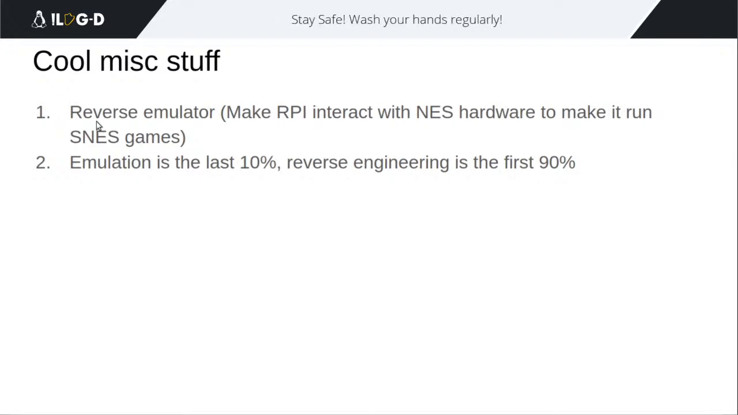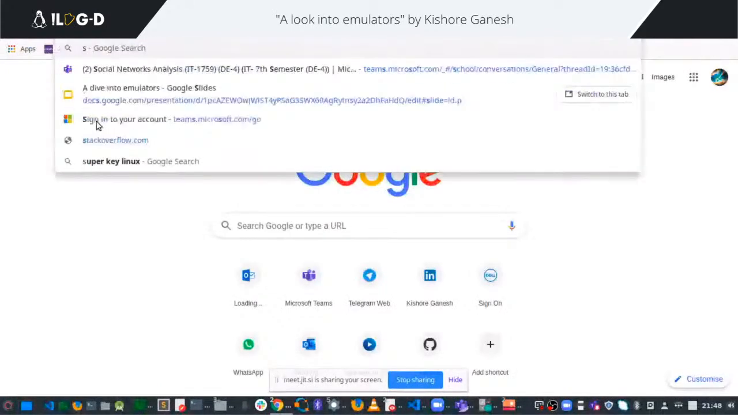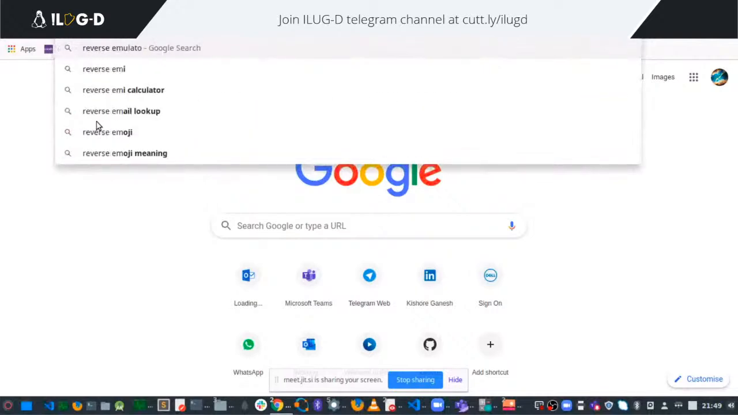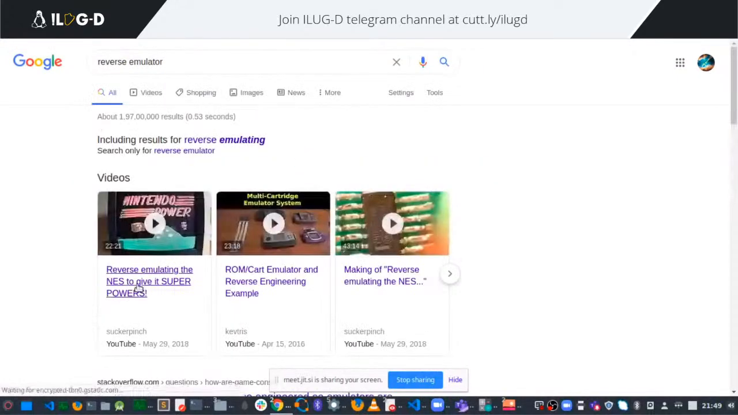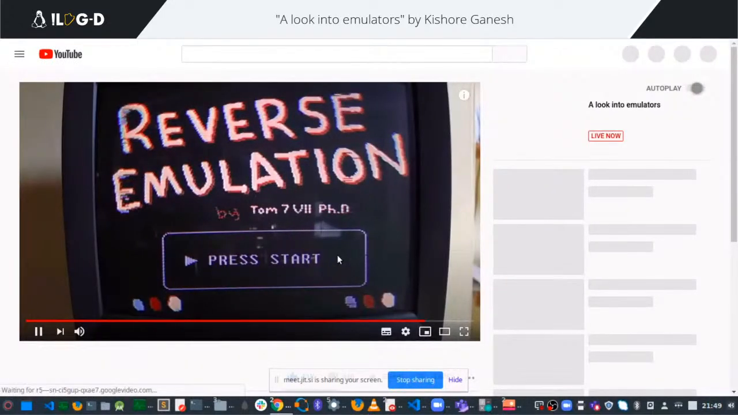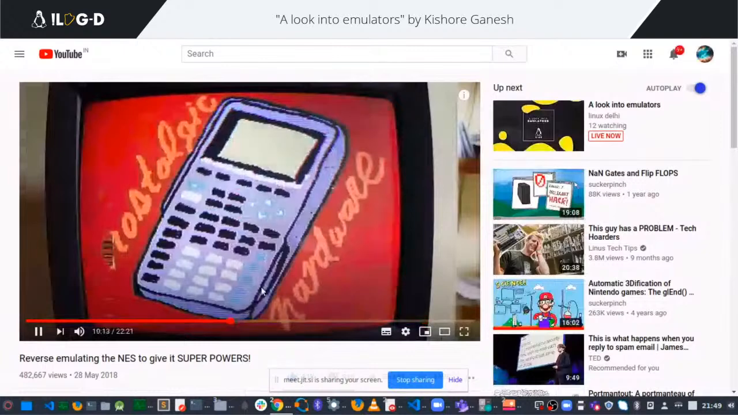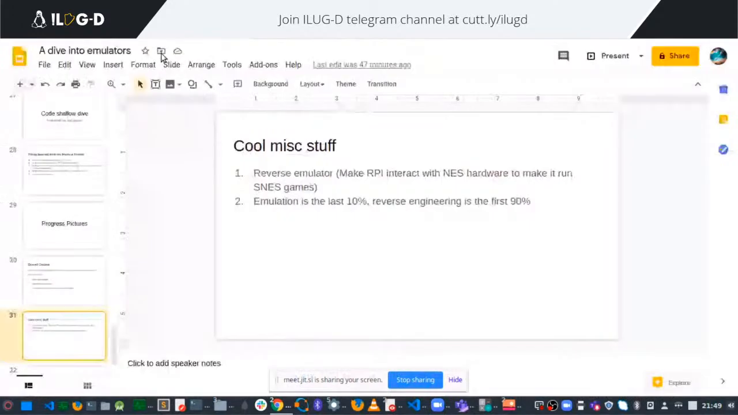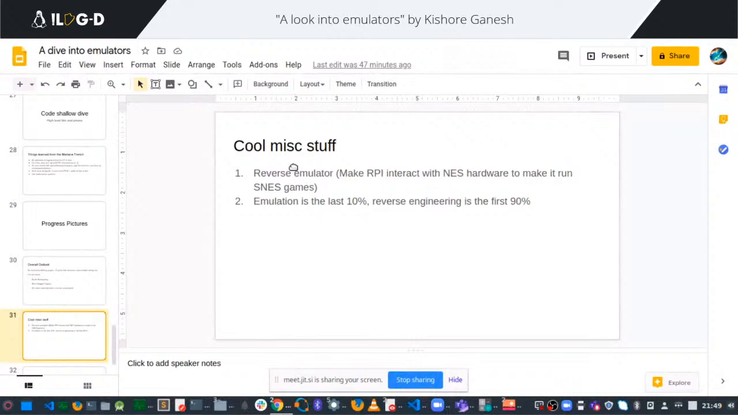So this is what I liked a lot. I think it was called a reverse emulator. Yep. So this is just some extra stuff that I want to talk about. He is actually able to modify the hardware, and this whole thing is being displayed on the screen, right? He's able to run the software of a console that came 10 years later on the NES, because he modified the cartridge in such a way that the NES displays whatever he wants, right? So you should check out this video.